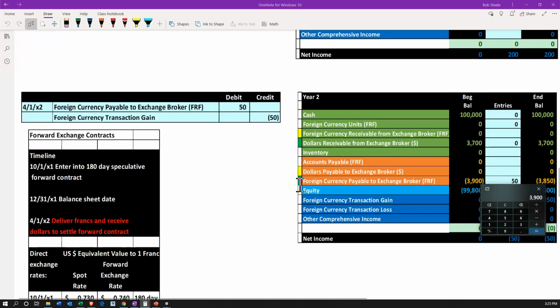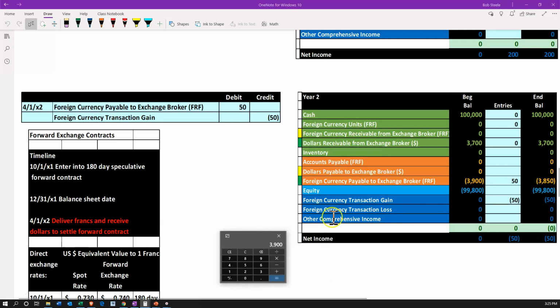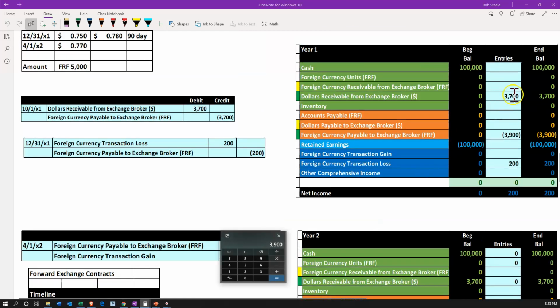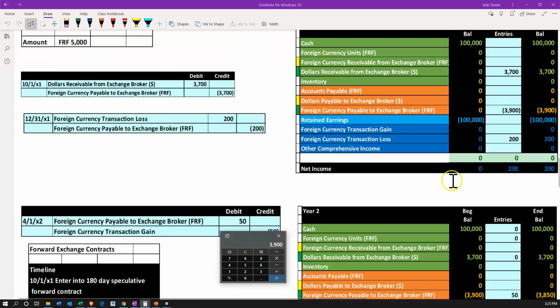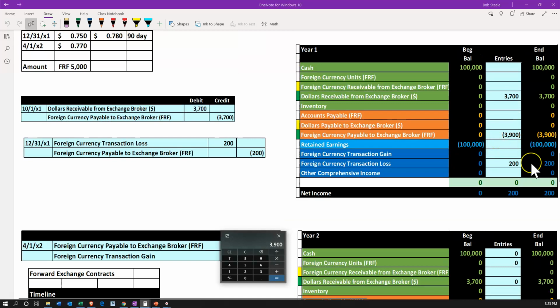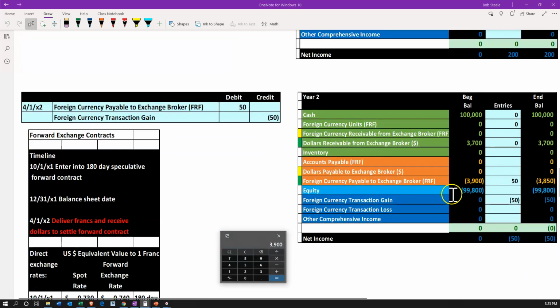Next, we're going to say on 4/1/X2, this is when the thing expires, right? So now we're in the following year, and the forward contract is over at this point in time. So first, before we get into any details, note that it's the following year, so we're taking the ending balances from the prior year and starting with those as the beginning balances. We took the full equity section, which is the 100 and the 200, netted that out into simply the equity section here. So we have a post-closing trial balance, or beginning trial balance for year 2, with no temporary or income accounts in it as we move forward.